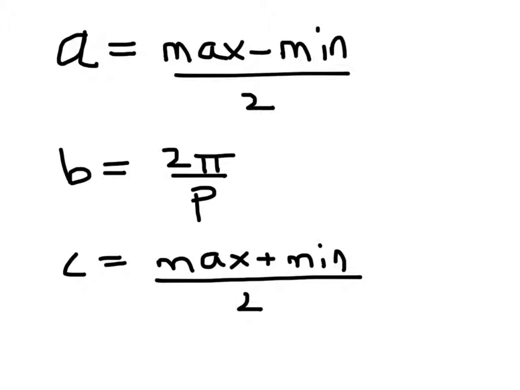For this graph, the maximum value is 4, and the minimum value is negative 2. So my formula for A is max minus min divided by 2. So it's going to be 4 minus negative 2 divided by 2, which would be 4 plus 2 divided by 2, or 6 divided by 2, which is 3. So the A value is 3.